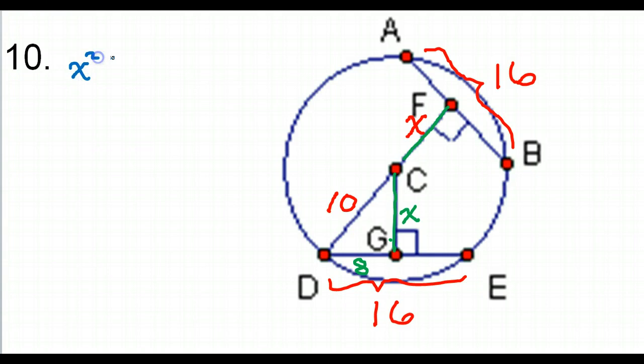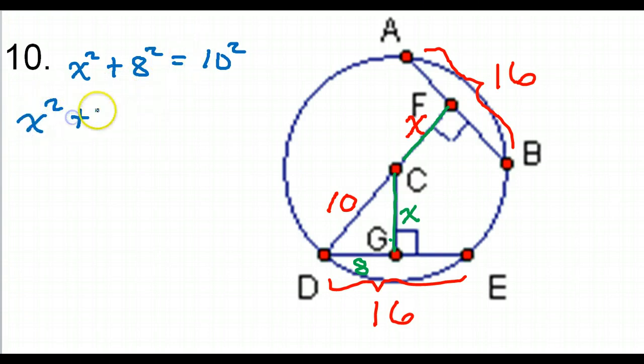x squared plus 8 squared is equal to 10 squared. Make sure your hypotenuse is the number that is by itself. This time it's not the x by itself. Okay, so I could square these if I want to. They're pretty simple. So this would be x squared plus 64 is equal to 100.